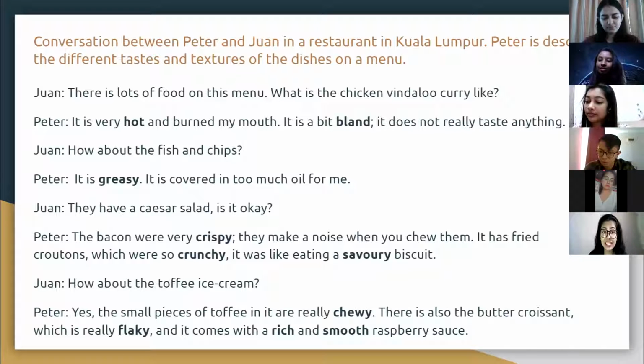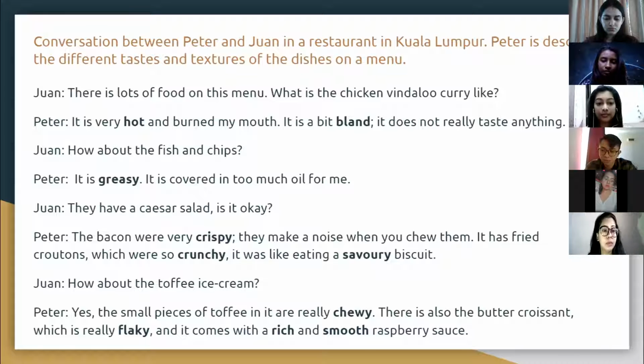It is greasy. It is covered in too much oil for me. So does greasy have anything to do with oil? Yes, exactly. Greasy means covered with or produced by grease or oil, which is when we call it greasy. For example, French fries. When French fries are overcooked, they will be oily, which is when we call it greasy.